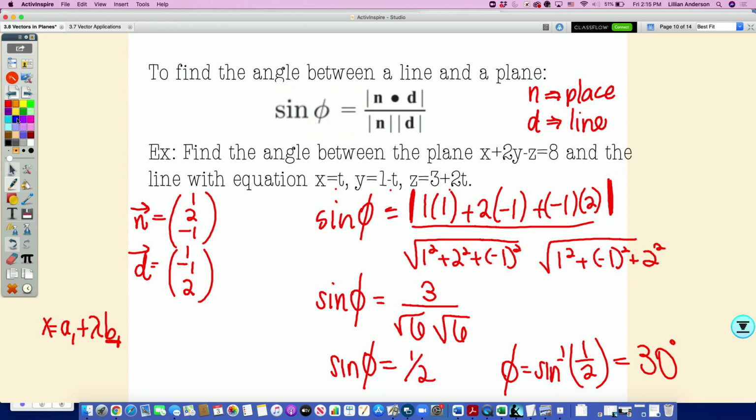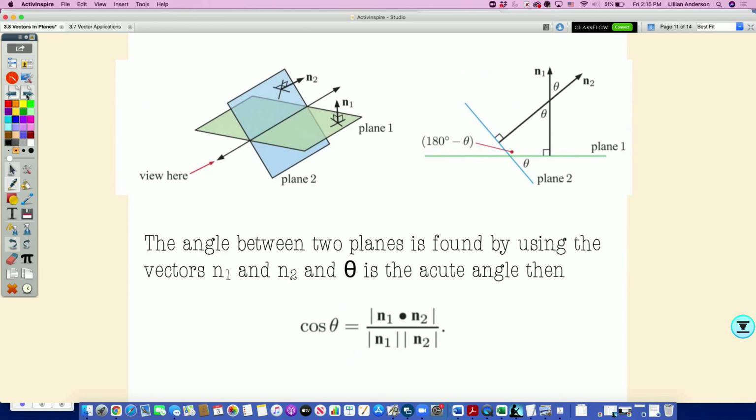It's not that bad. The angle between two planes is found by using vectors n1 and n2, and theta is the acute angle that's in between them. What you see on the left is the three-dimensional aspect of it. What you see on the right is the viewpoint of what you are using. Okay? So n1 and n2 are on your two different planes. The acute angle that lies in between them can be seen in plane 2.